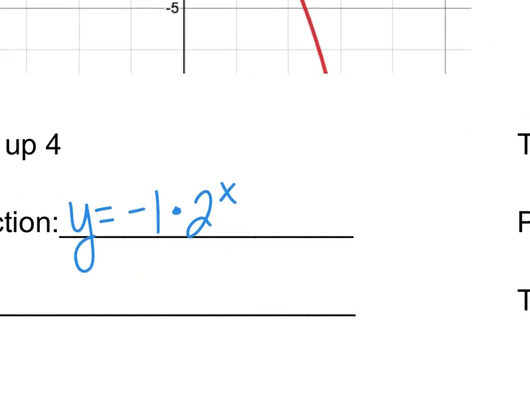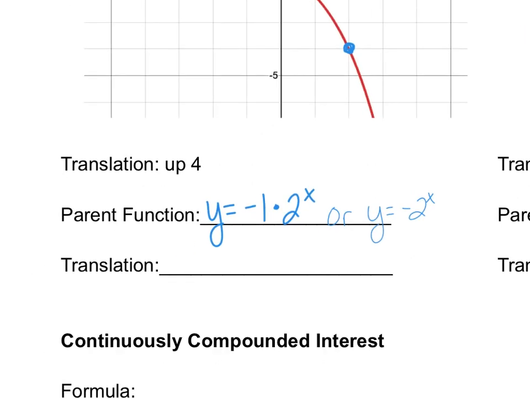So you can leave it like that, or how you'll probably see it written is y equals -2 to the x. And the reason that I can write that is order of operations, since there's no parentheses, says that you would do your exponents before you add the negative to it. Okay, so that's either one. If you prefer the first way, that's perfectly fine. Doesn't matter, but just know they are the same thing.